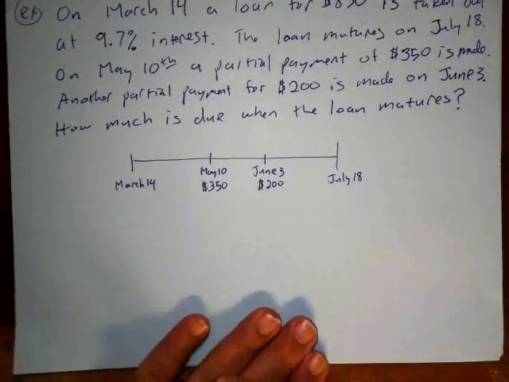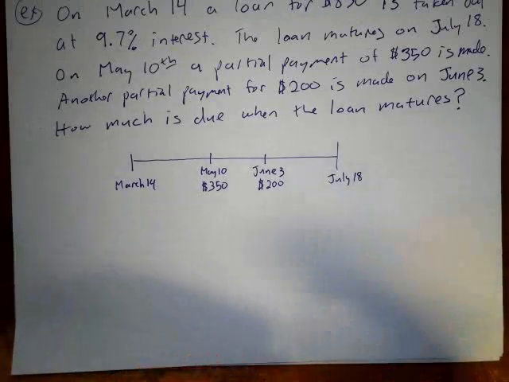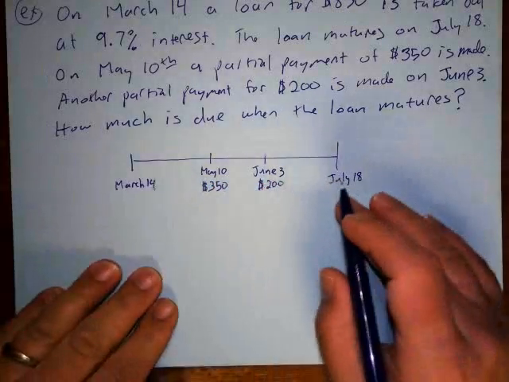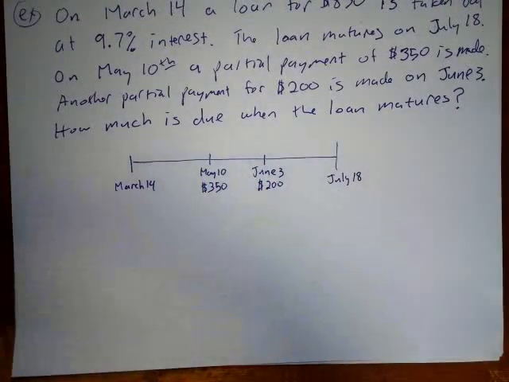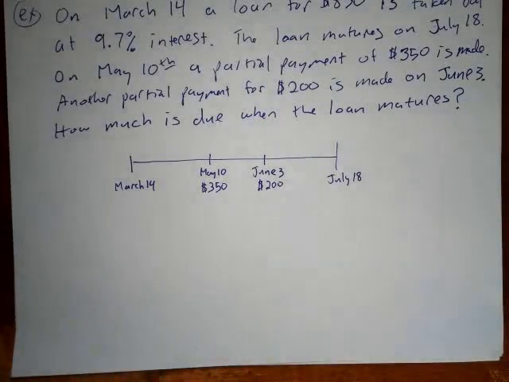And so now the way we're going to do this is just like we did before, but we're going to add a third pay period, right? There's going to be 3 periods. And technically you could extend this out however many. Someone could make 10 partial payments, and you would just do them one at a time and then be able to calculate how much is due when the loan matures.